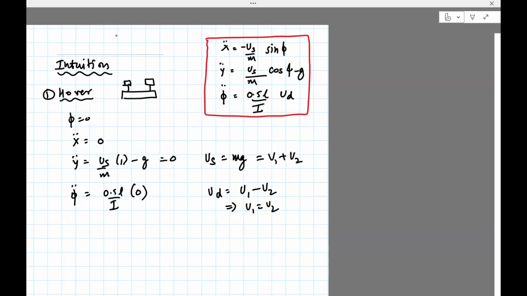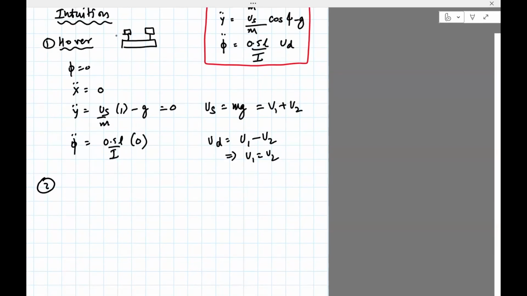That is, if you do not put U1 equal to U2, then phi double dot will not be equal to 0, which means that it will tilt. You won't want to tilt. So that's the hover position. Okay, now comes the interesting part. Let's just assume that phi is 90 degrees. What it means is that the drone is like this.